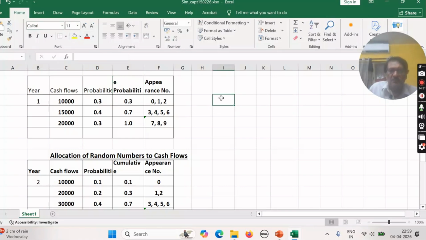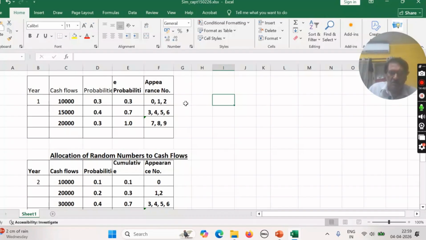Cumulative probabilities. Okay, that is 0.3. Accumulation means you have to add 0.3 plus 0.4, that is 0.7, and 0.7 plus 0.3, 1.00. 0.3 means 10,000 cash flows, the chance is 0.3. That's why out of 10 cases you will take 3 cases.